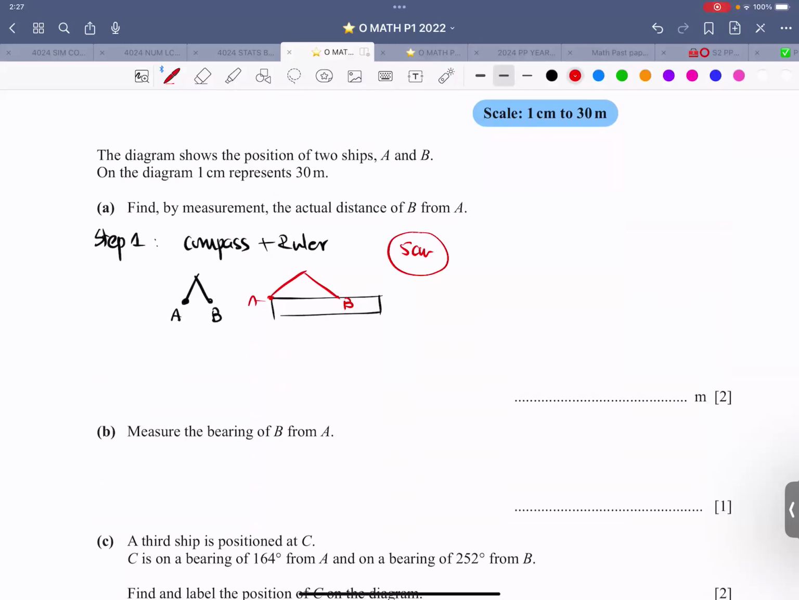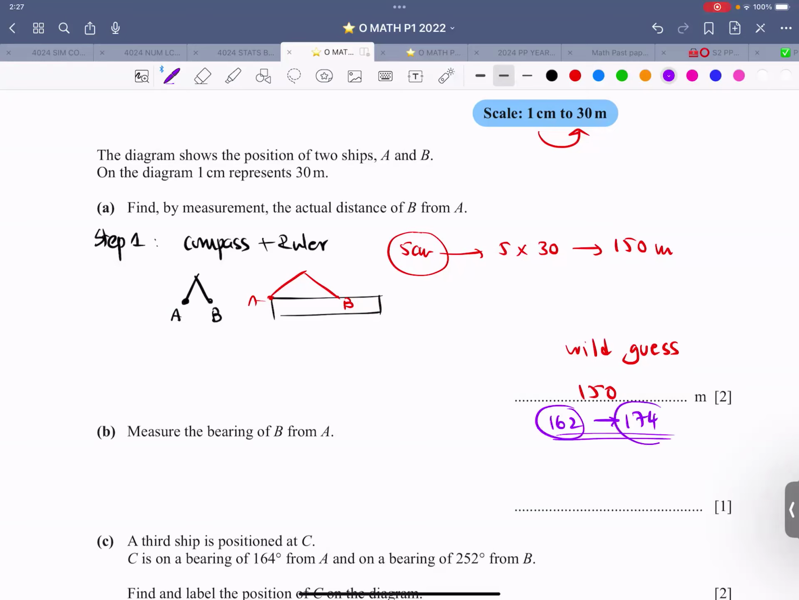But this 5 centimeter, if I want to convert it into meter, that would be 5 into 30 using the ratio method. That comes out to be 150 meter. So this is just a wild guess that I have taken. Of course, your answer should be much more accurate. And the examiner has given the answer in the mark scheme as 162 to 174. So it all depends on how you do the measurement, but that's the range given. This is the wild guess that I took.